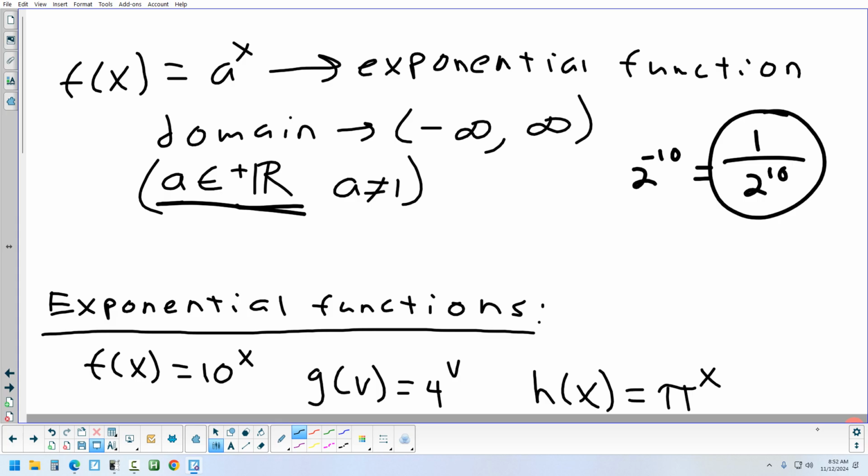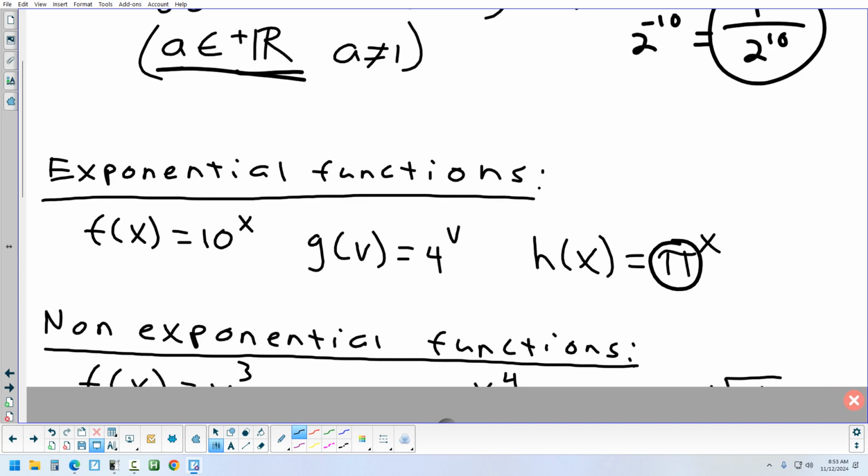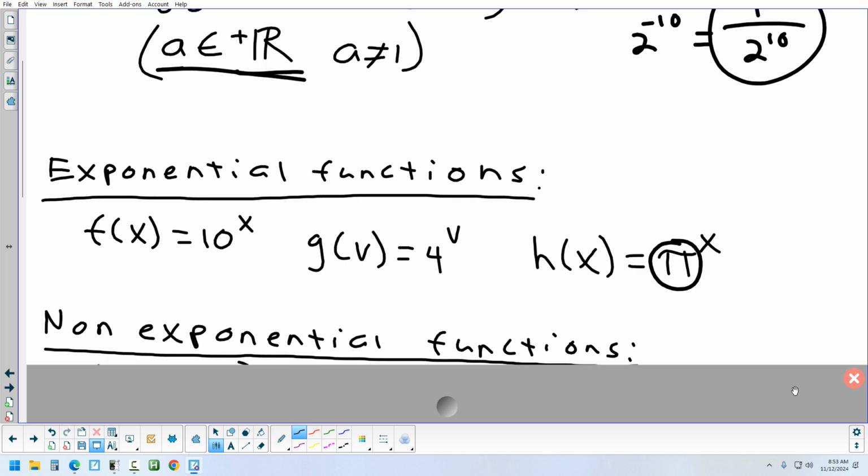Okay, so these are all examples of exponential functions. Okay, they all have a base that's a positive real number, not equal to 1. And they all have exponents for the variable. Okay. Remember, the base doesn't have to be rational. Pi to the x, that's definitely exponential. The base just has to be a number that's positive and not 1. Okay, so those are all examples of exponentials.